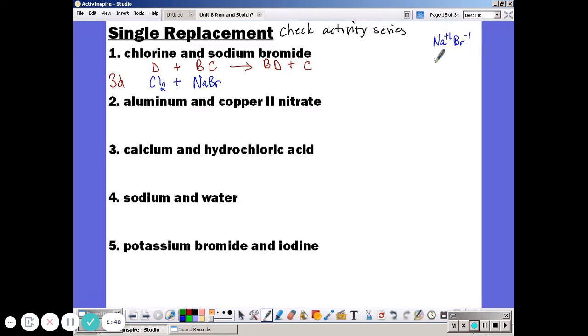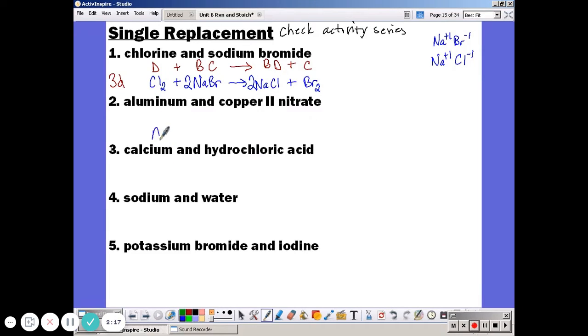B in the problem is sodium. D is chlorine. Chlorine has a charge of -1. So we get NaCl plus Br. Bromine is a diatomic, so it's Br2. Now we need to balance. 2 chlorines, 1 chlorine. That gives me 2 sodiums, 1 sodium. 2 bromines, 2 bromines. It's balanced.